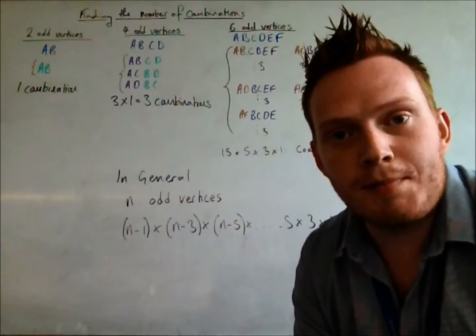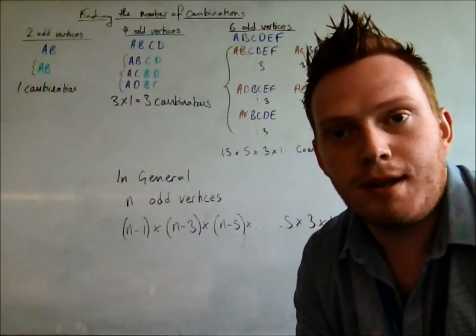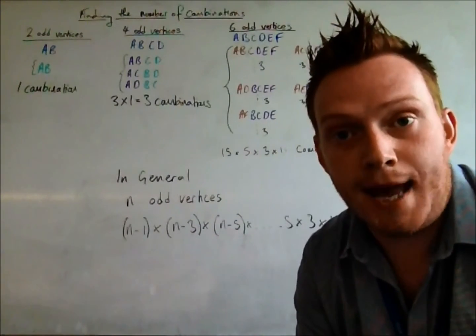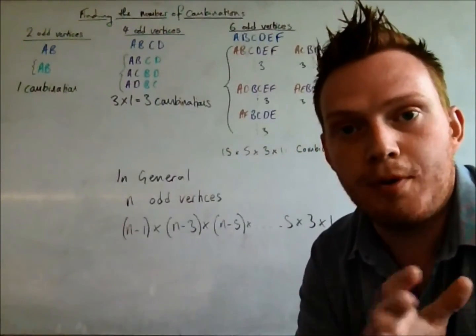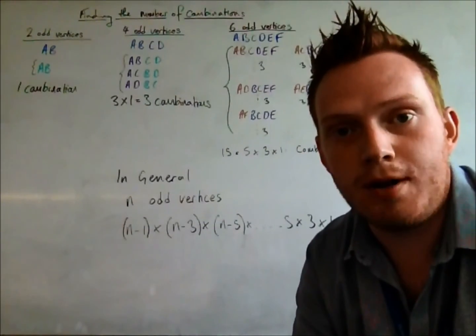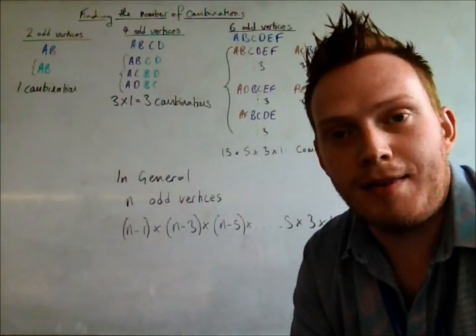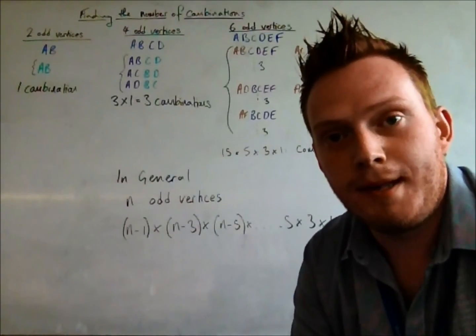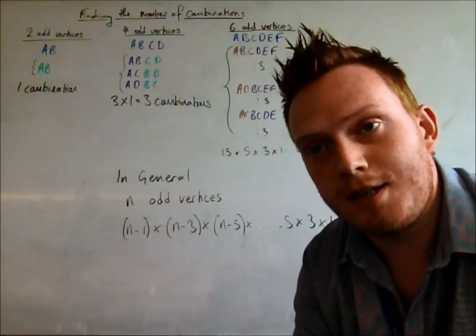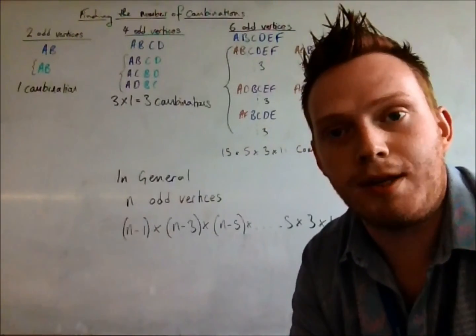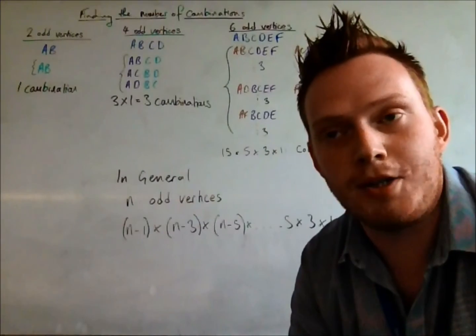And in general, what this means is, if I've got n odd vertices, say 10, I just multiply all the odd numbers below 10. So 9 times 7 times 5 times 3 times 1. And that's how many combinations there will be. So if I've got 20 odd vertices, it's going to be 19 times 17 times 15 and so on. And that's how many combinations you would have to check.